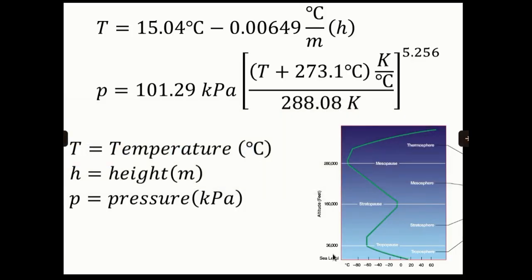And this only works in this level of the atmosphere. As you go up, you can see the rules change for how lapse rate works. This green line represents lapse rate.